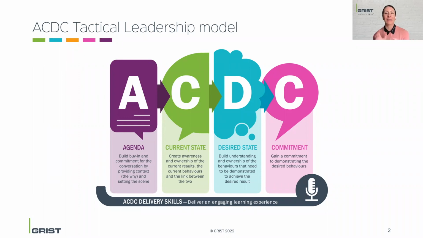Agenda, current state, desired state, and commitment represent the four phases of a coaching conversation, each with five micro-behaviours. And there's also five delivery skills that round out the model.